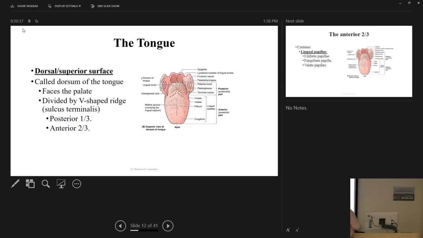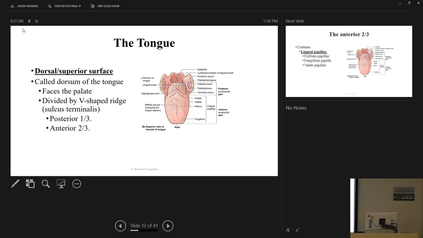Now next, we are taking another look at the dorsal or the superior surface of the tongue. So it's called dorsum of the tongue, and it faces the palate, right? And it's divided by a V-shaped ridge. Let's look at this. Sulcus terminalis is very important. I need you to know it, maybe for the purpose of the exam. This is your sulcus terminalis or the terminal sulcus.